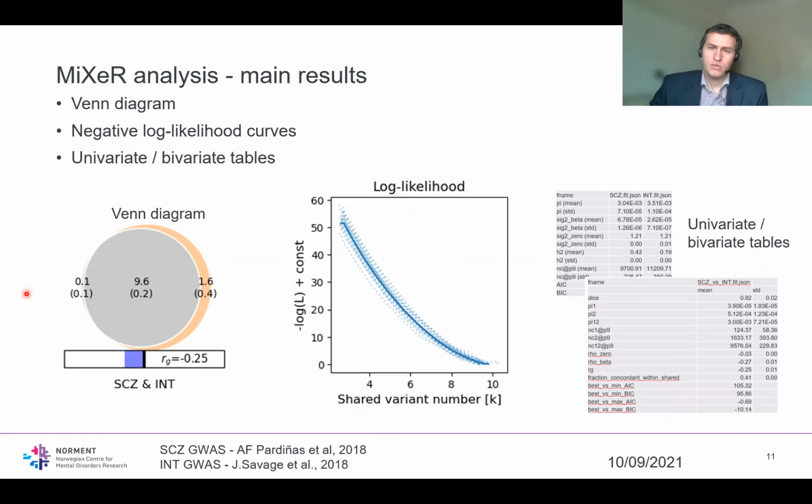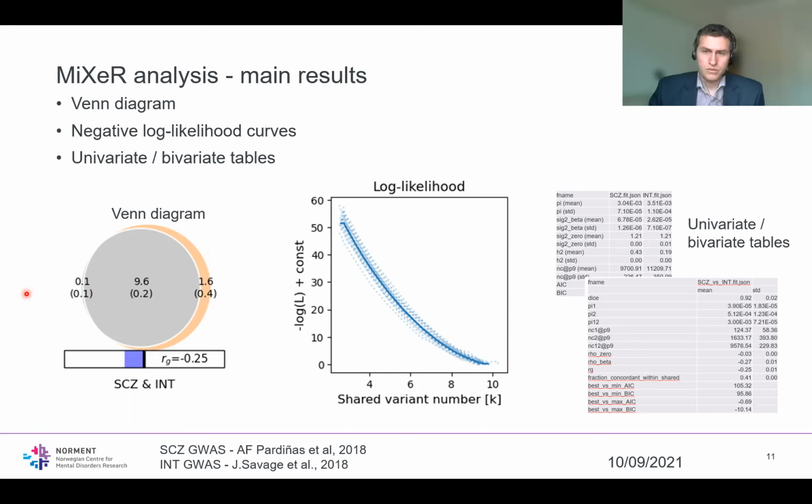The main results of the MiXeR analysis are shown on this slide. It includes the Venn diagram, the negative log likelihood curves, and the univariate and bivariate tables. We've talked about the Venn diagrams before. The numbers here are in thousands, meaning that for schizophrenia and intelligence, we've estimated 100 variants specific to schizophrenia, 1,600 variants specific to intelligence, and over 9,000 shared between these traits. And the genetic correlation is negative 25%, as we already discussed.